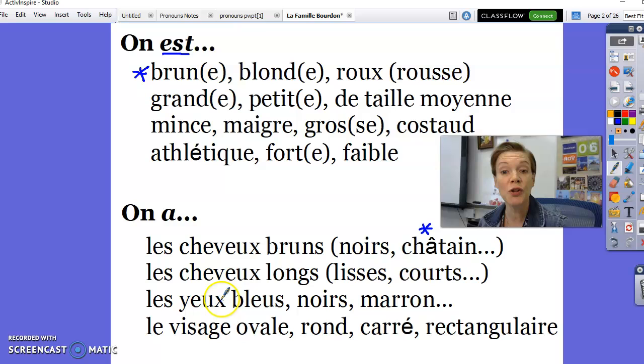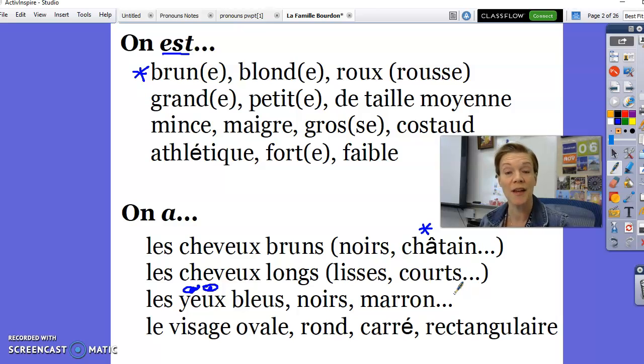On a les yeux bleus. This is talking about the eyes, right? Here are the eyes. Les yeux. Little cross-eyed there. Les yeux bleus, les yeux noirs, les yeux marron, which is brown. Also les yeux verts, les yeux gris. Lots of different colors that eyes can be.